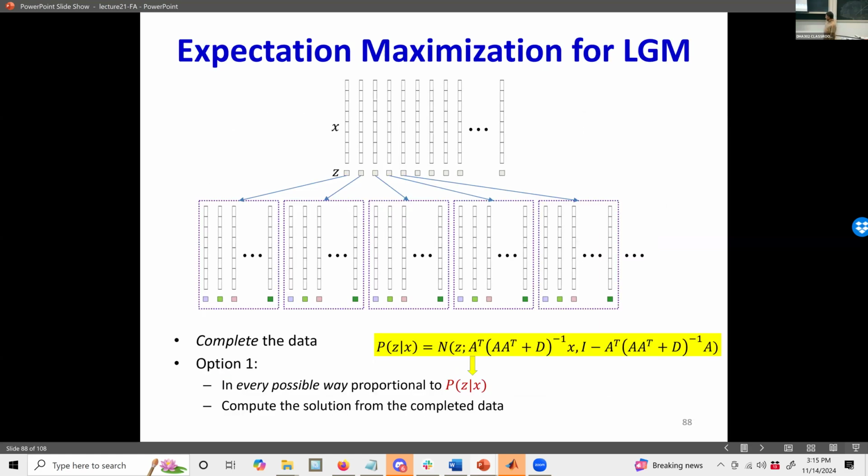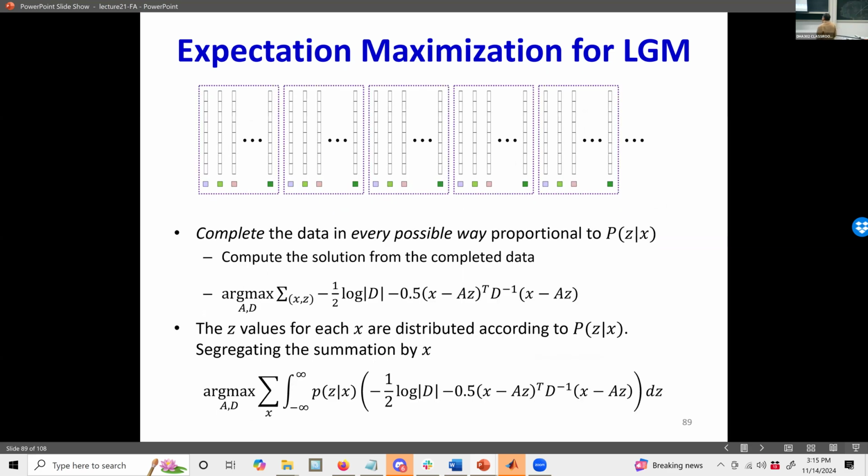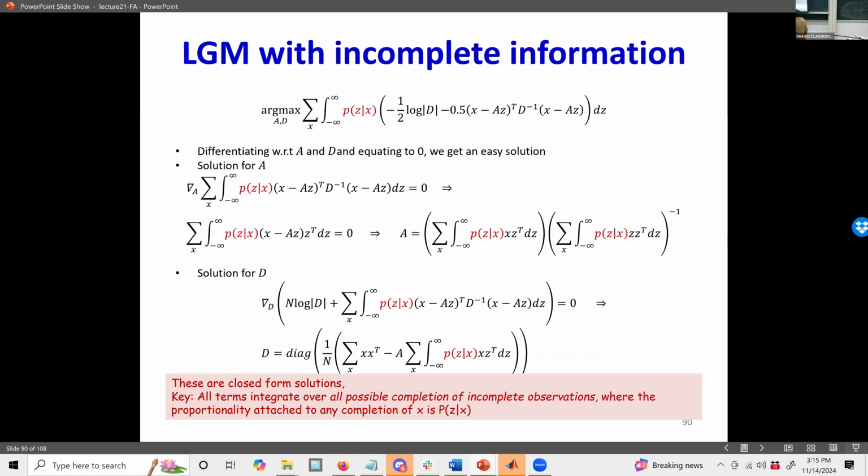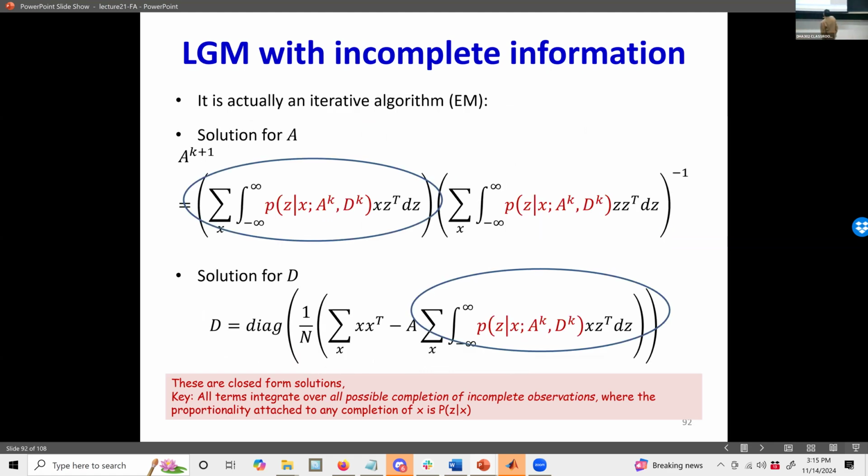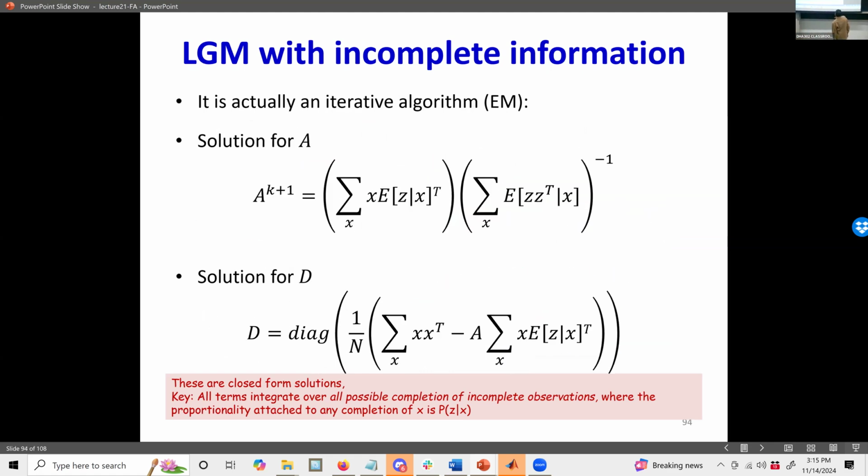So same thing. And so we can just complete the data in every possible way. I have P of Z given X. I have a formula for it. And I can take an expectation with respect to this formula. If you work the whole math out, these are expectations, right? You can plug in the formula. The easier thing for me to do is to just sample from P of Z given X, and then just use the formula straight up. And that's going to give me factor analysis.